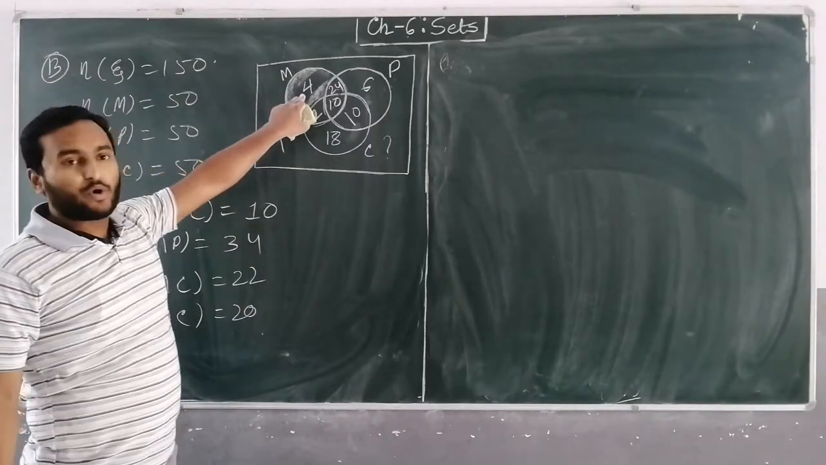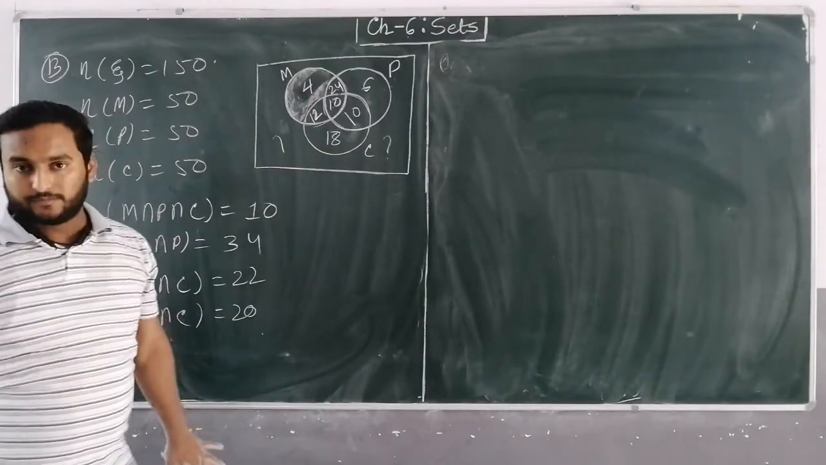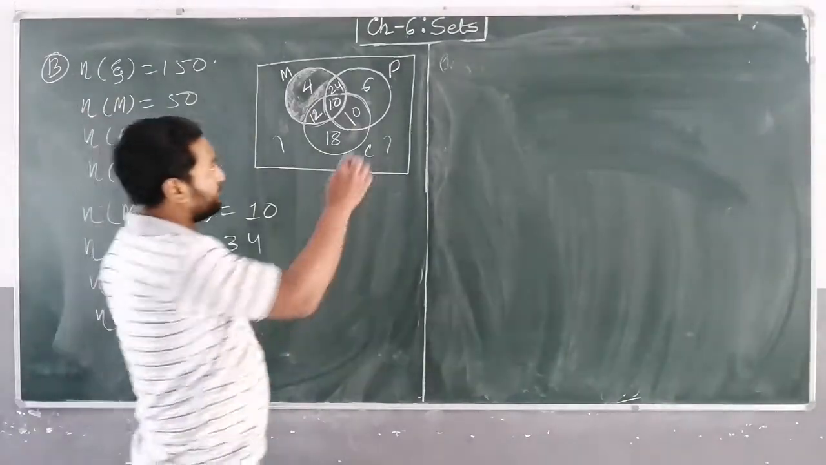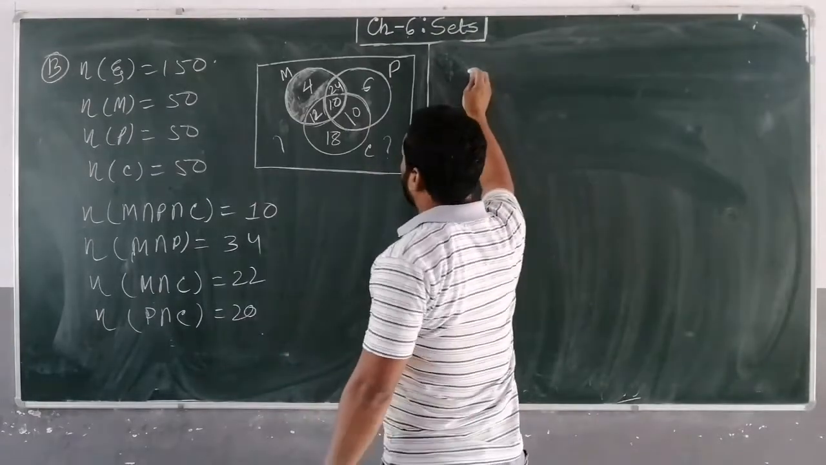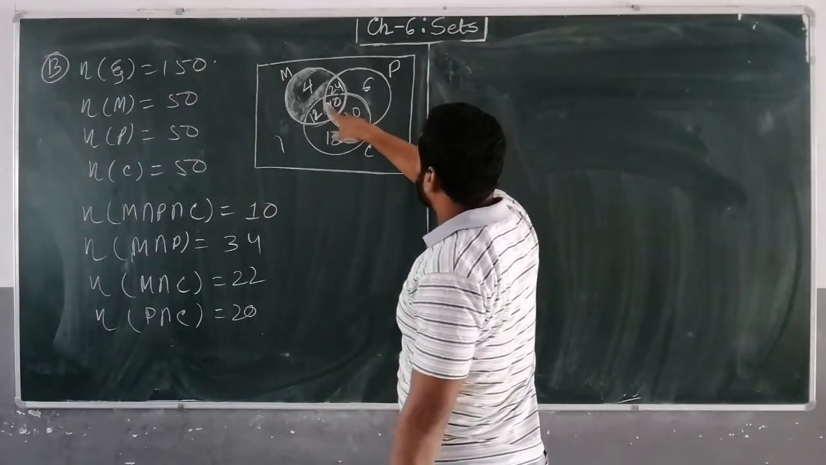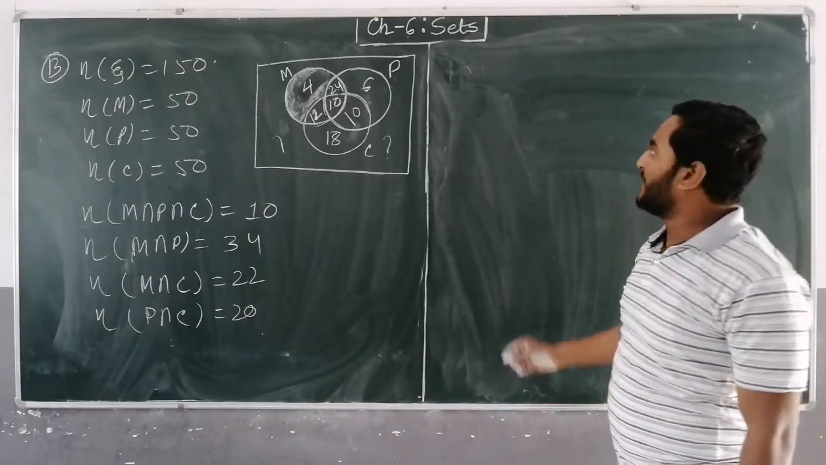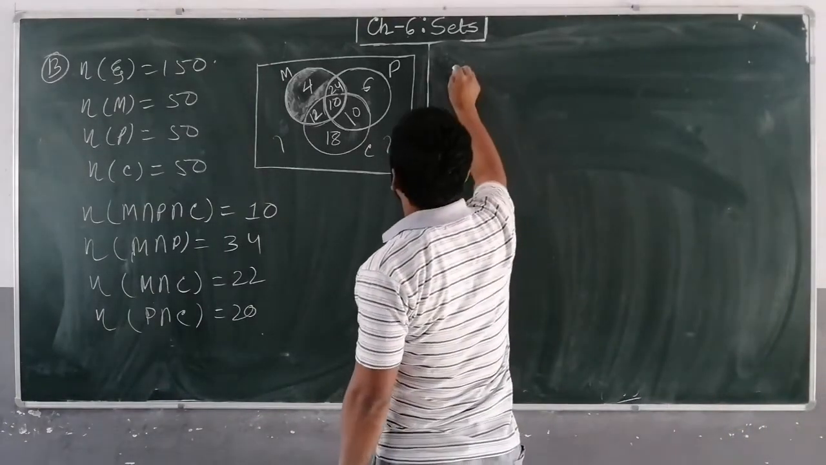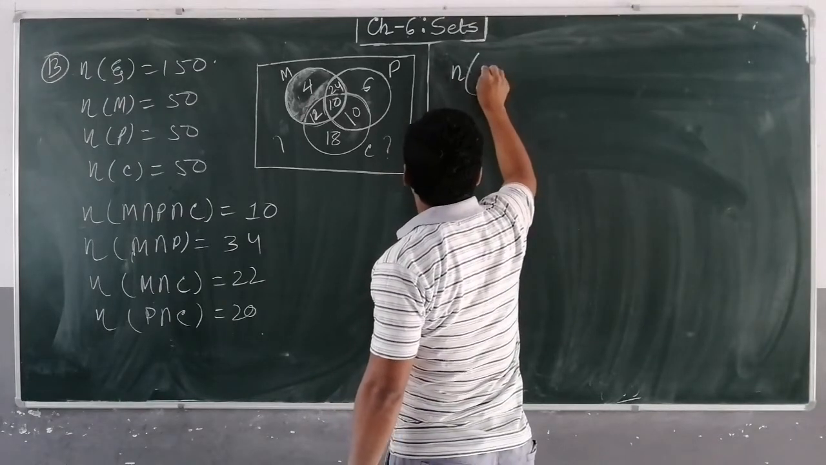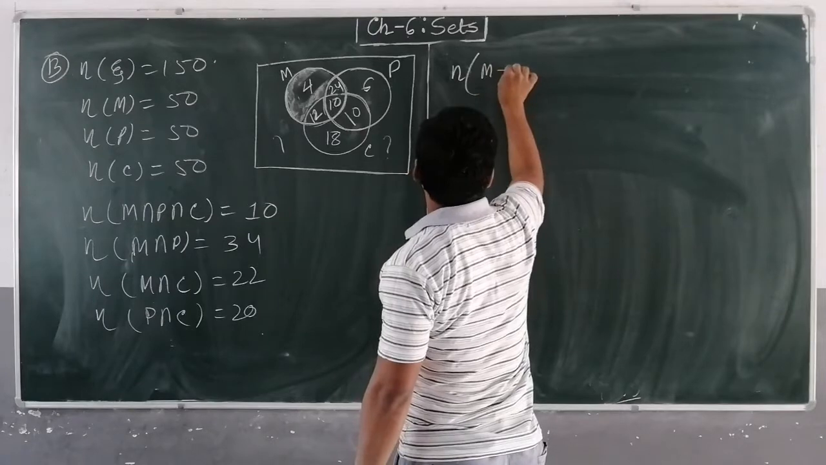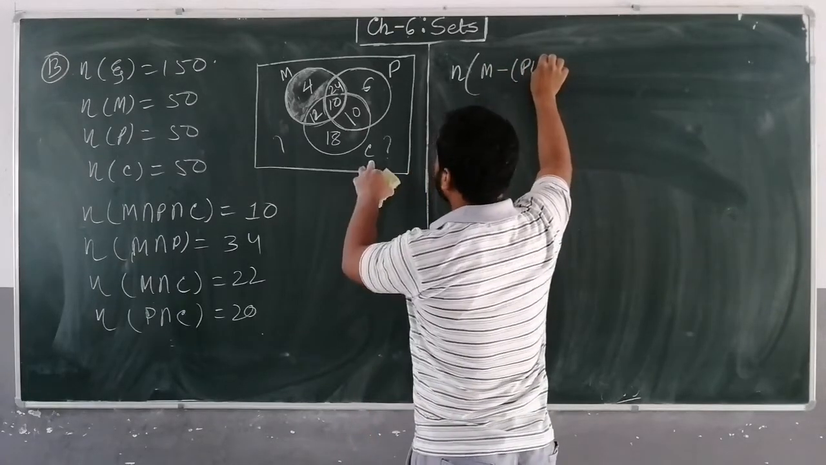So number of students only studying math, that is 4. Okay. But mathematically you have to find. So what will be that? Number of students that is studying only mathematics. Okay. So number of students that will be represented like this: M minus P union C.